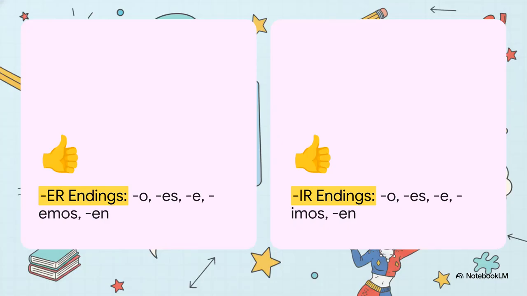Okay, now this slide is awesome because it just lays it all out plain and simple. Look at these endings side by side. For I, you, he, she, and they, the endings are exactly the same. The only, and I mean the only difference is in the we form, the nosotros form. Instead of emos, it's imos. That is the only new thing you have to learn right now.